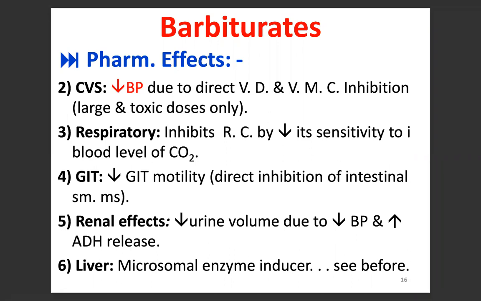In respiration, it inhibits the respiratory center by decreasing its sensitivity to the blood level of carbon dioxide. So respiratory depression is an adverse effect of the barbiturates.